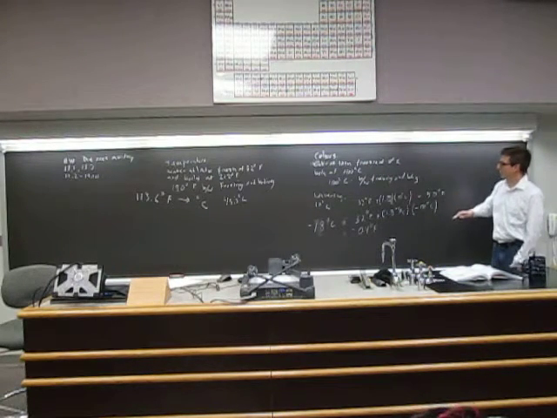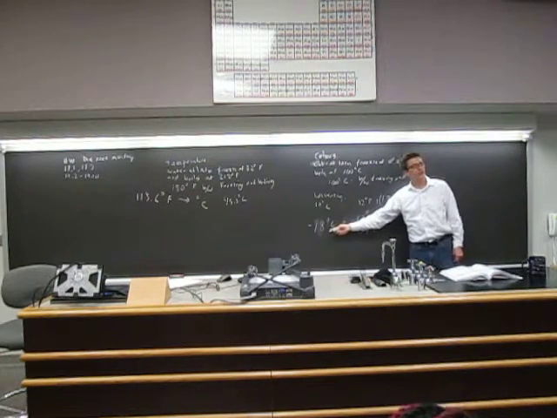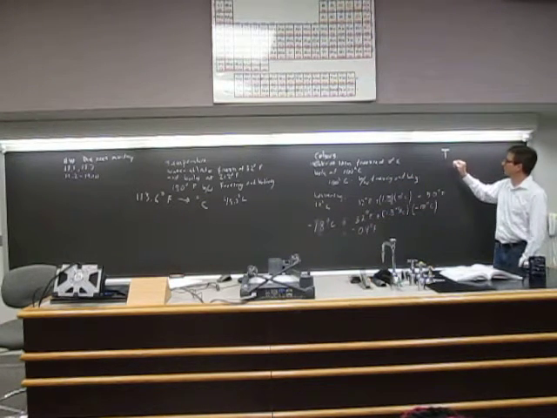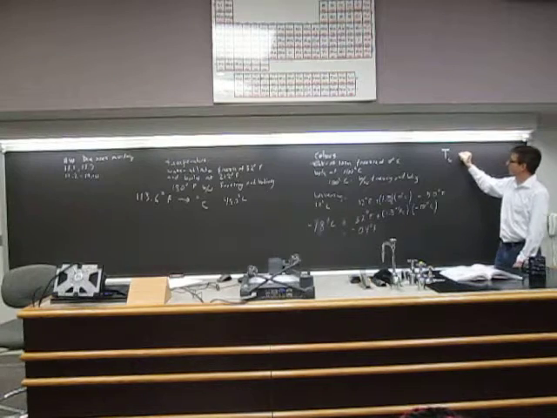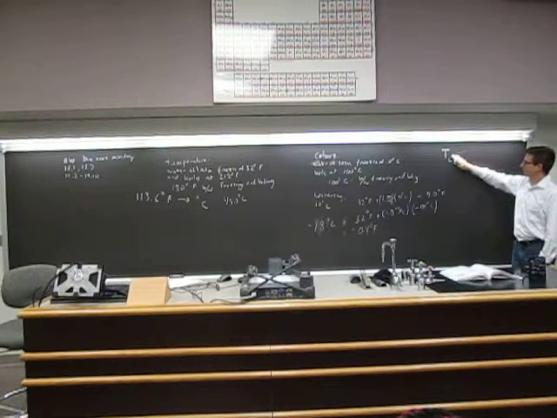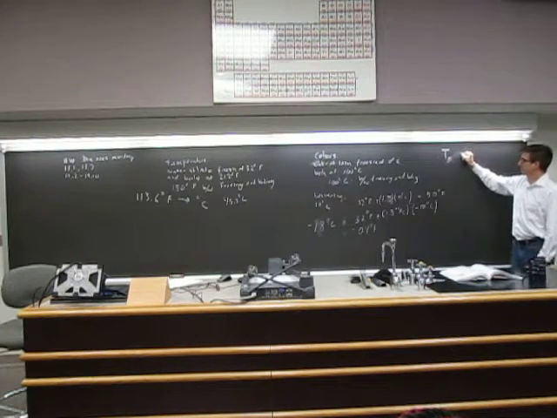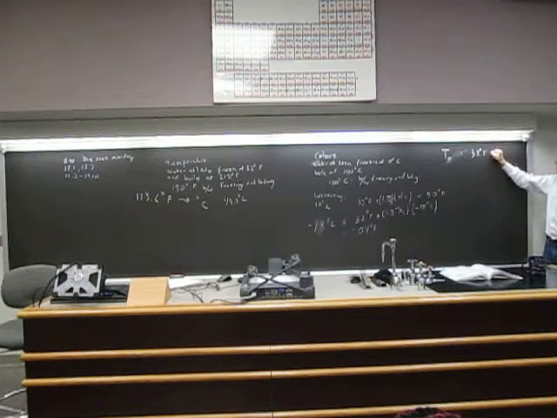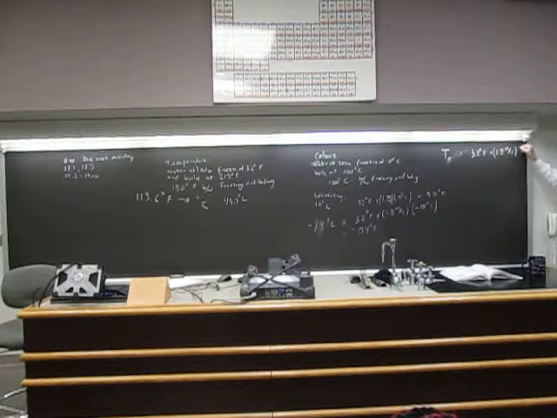So I'm just going to look at the way that I converted it. I'm going to write the temperature in Celsius. The temperature in Fahrenheit is equal to 32 degrees Fahrenheit plus 1.8 degrees Fahrenheit per degree C times the temperature in Celsius. That's my formula for the conversion between the two.